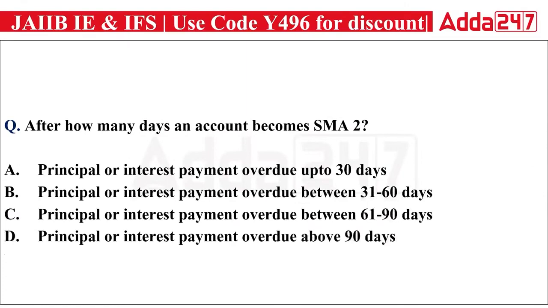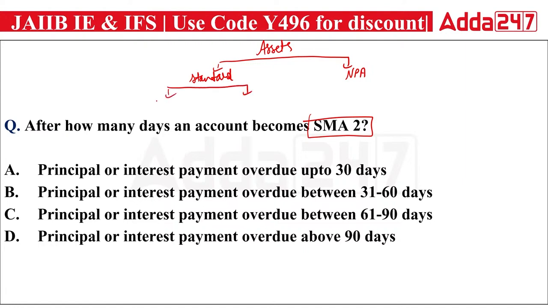Let's start with the first question, which asks after how many days an account becomes SMA2. The assets of banks are divided into two categories. The first category is standard asset, and the second is non-performing asset. The standard asset is divided into two categories: regular asset and stressed asset.